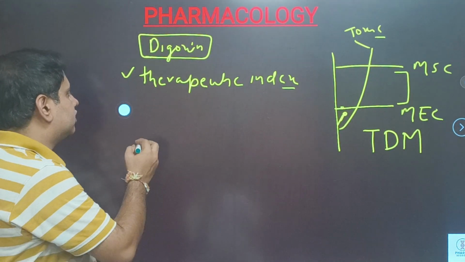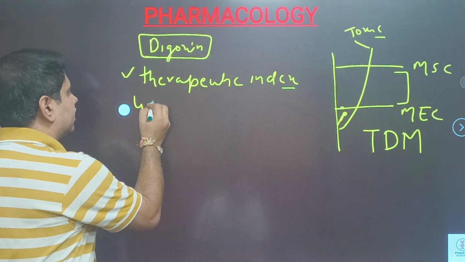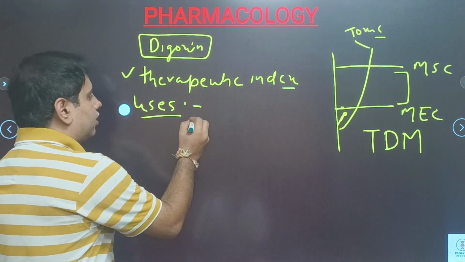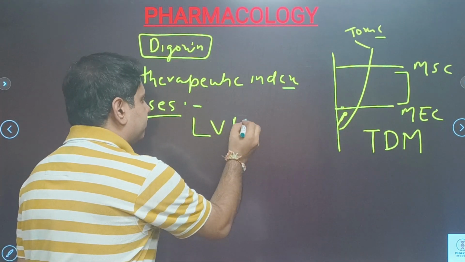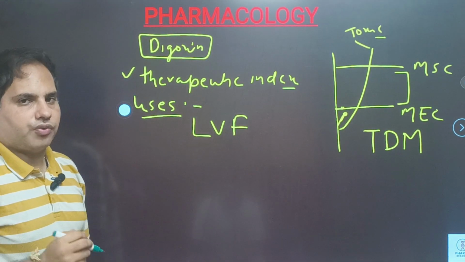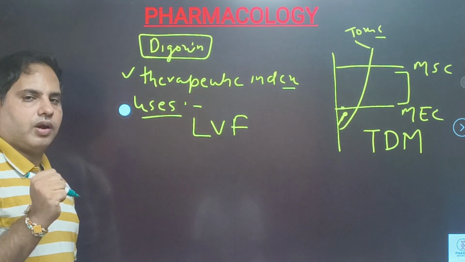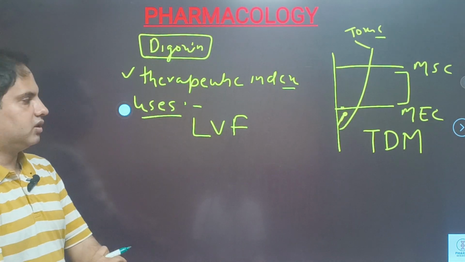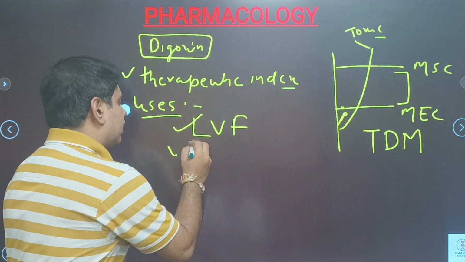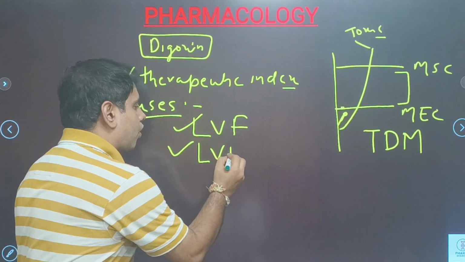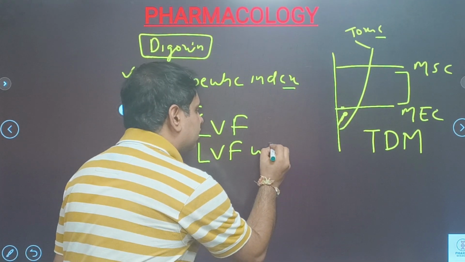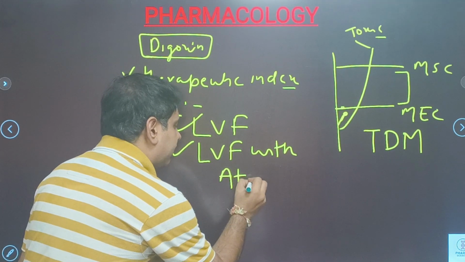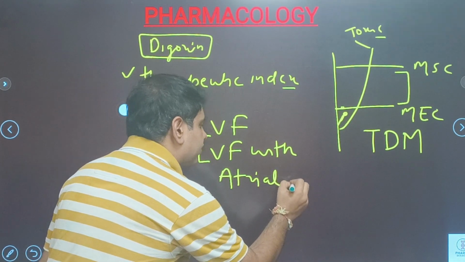Uses of digoxin: the mechanism we have already discussed, how it increases the force of contraction. When we talk about uses, it is a very good drug for left ventricular failure, when your left ventricle is unable to contract properly. It increases the force of contraction of the ventricles. It is particularly the drug of choice, or very useful, for left ventricular failure with atrial fibrillation.